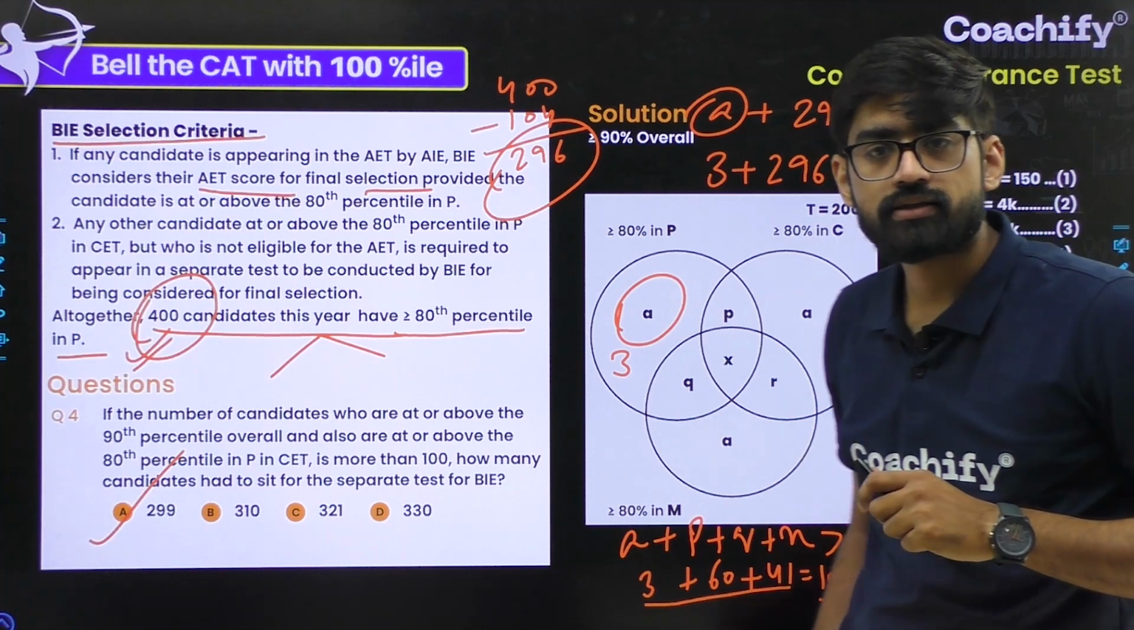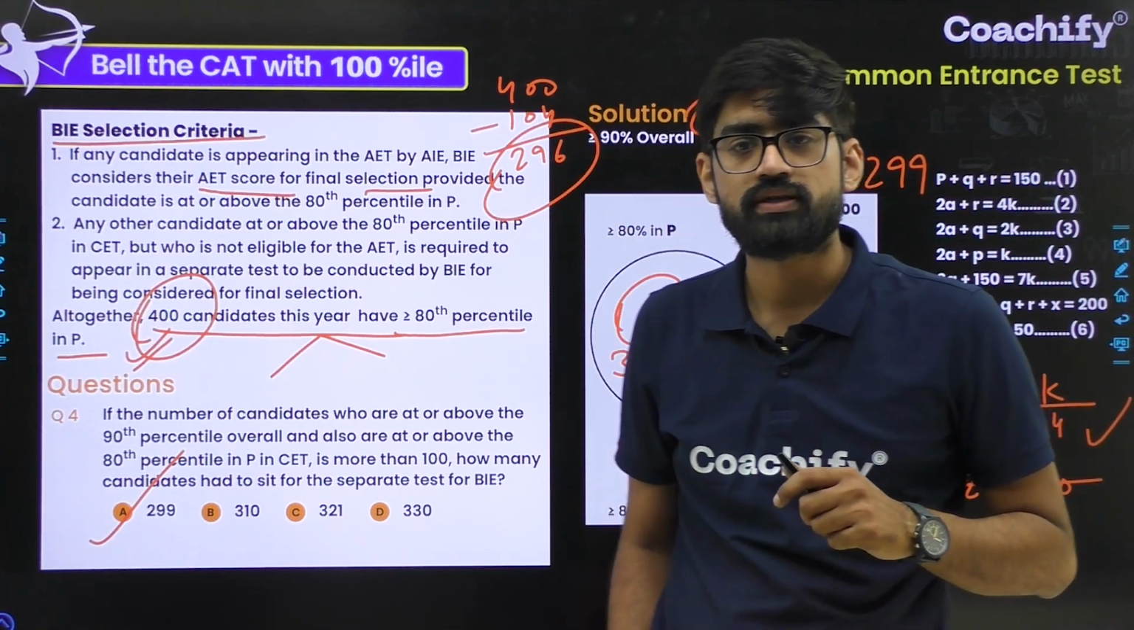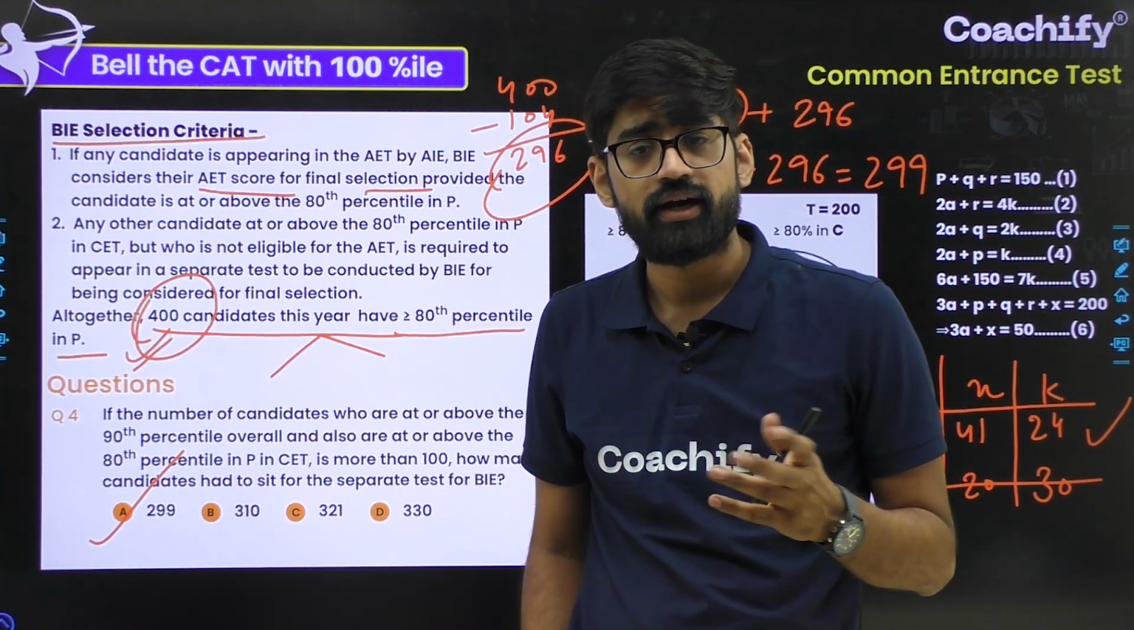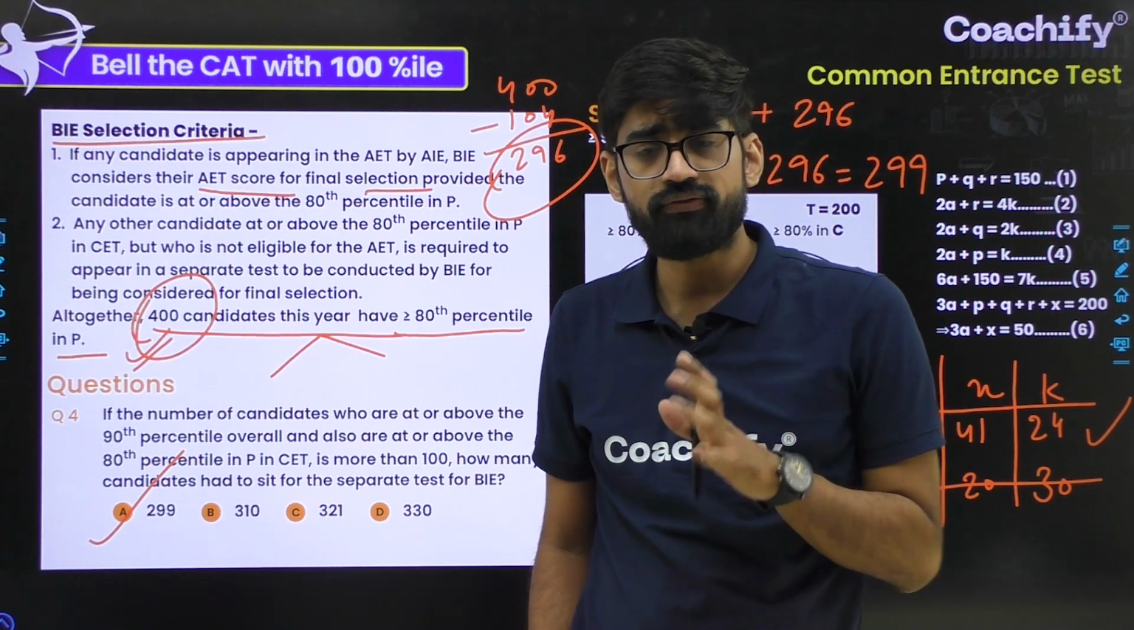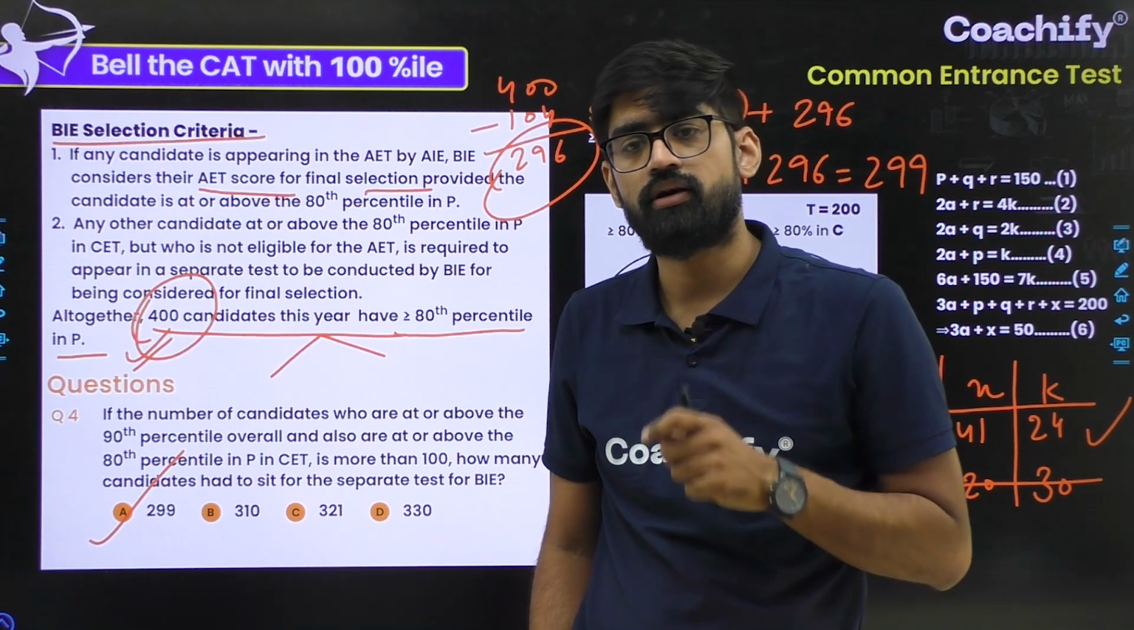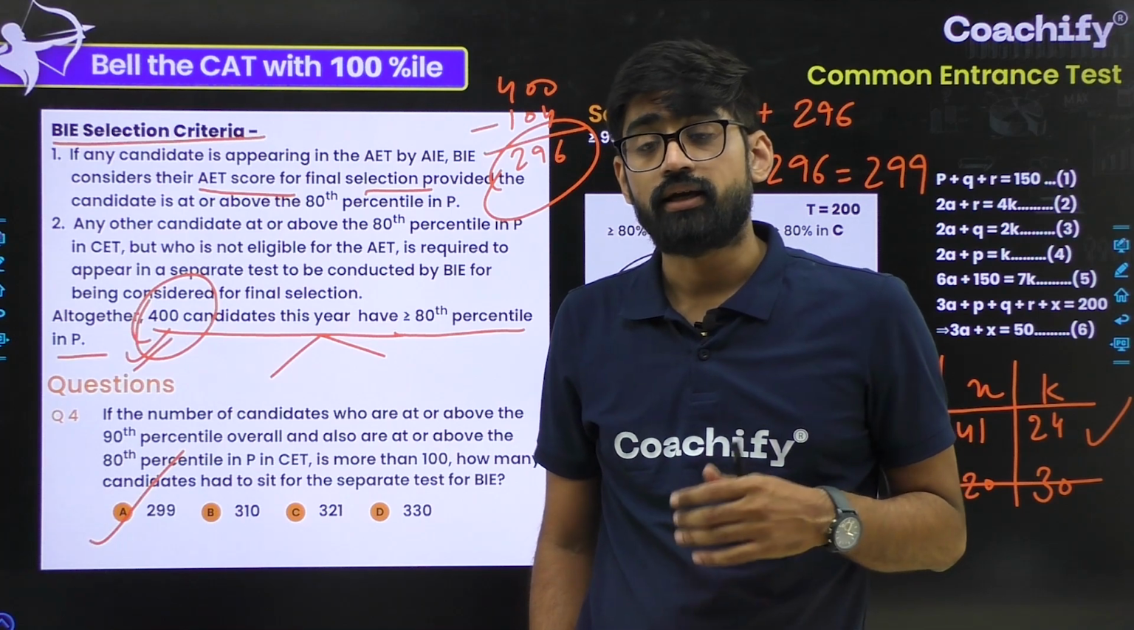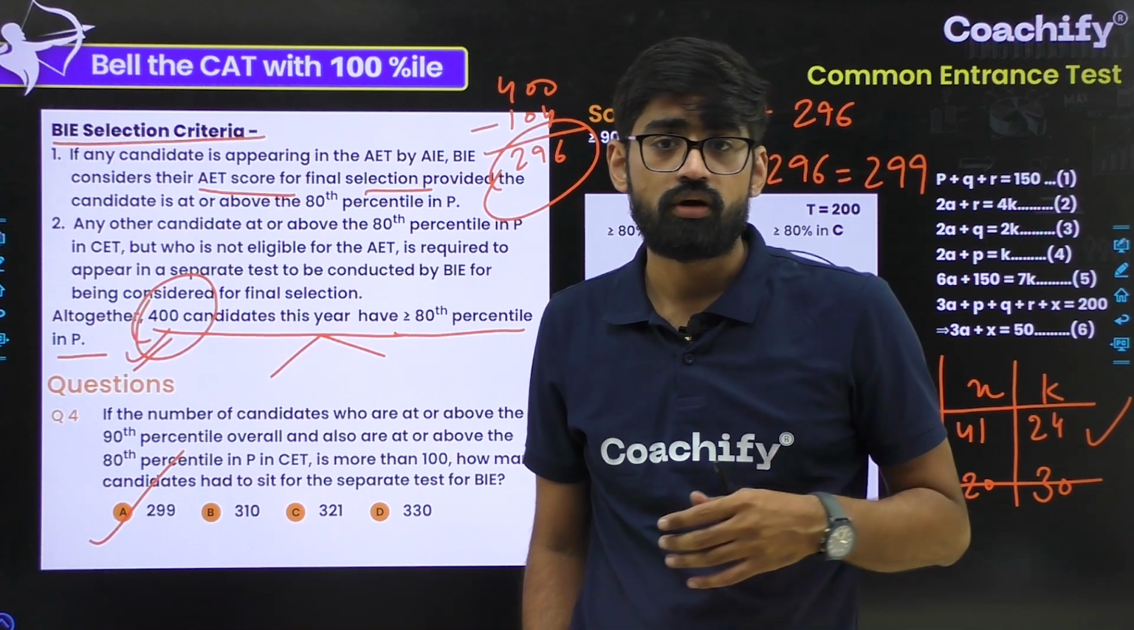I hope it is clear to you. So this was your set common entrance test, right, based upon your Venn diagram. 3-set Venn diagram it was. Now, if you feel difficulty in Venn diagram, you can drop a comment and let me know. I can make a separate video, foundation video on Venn diagram, right?